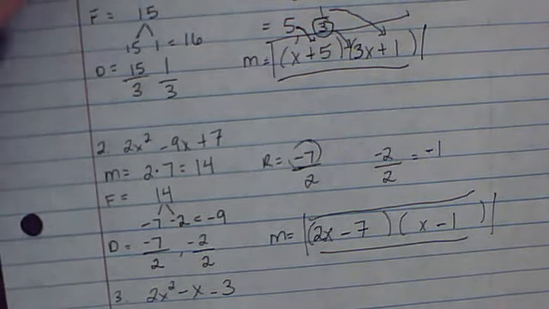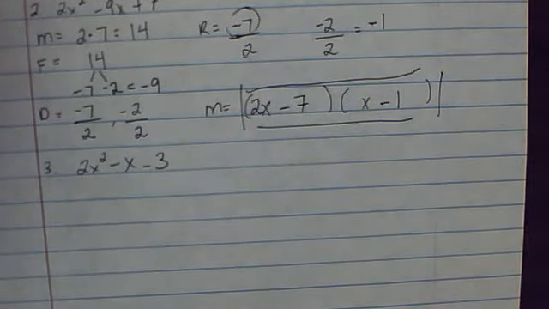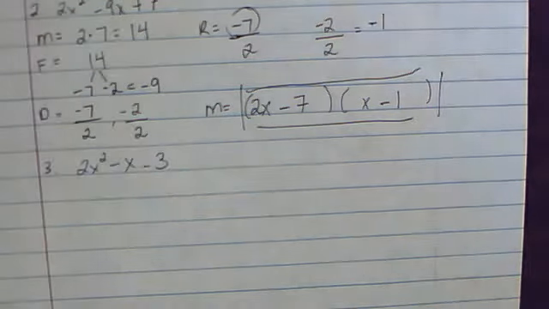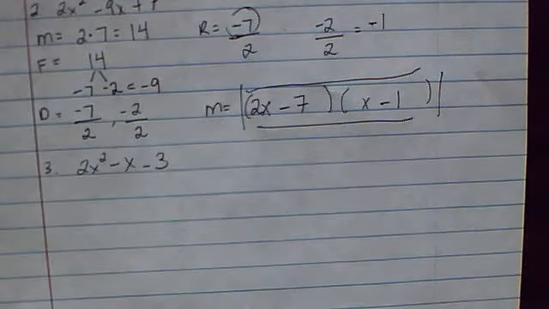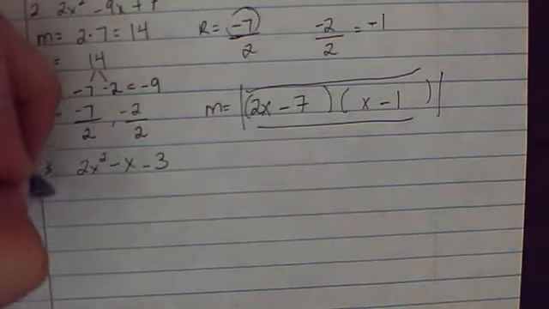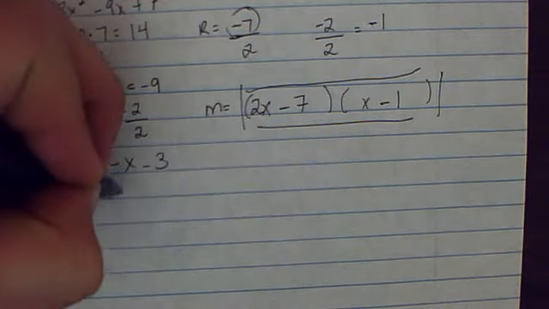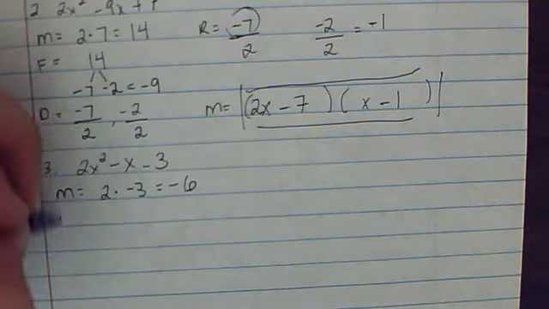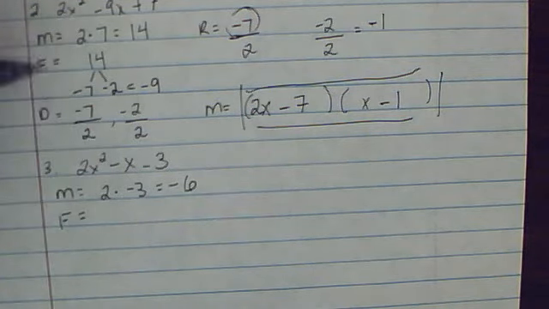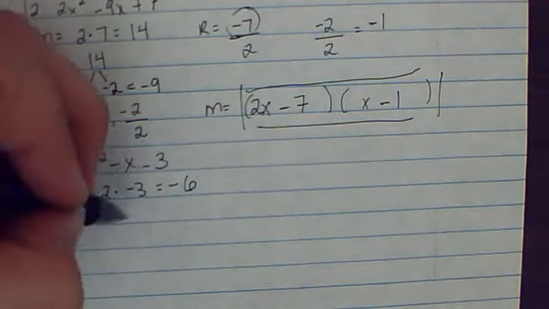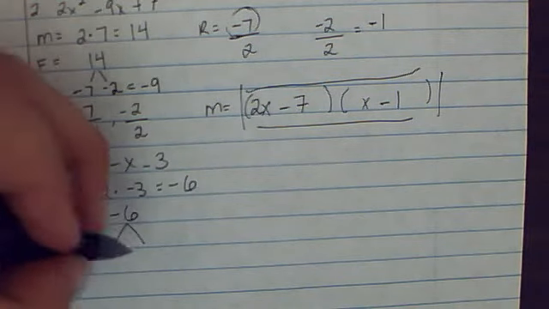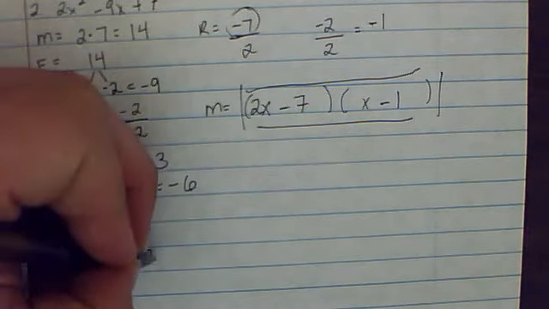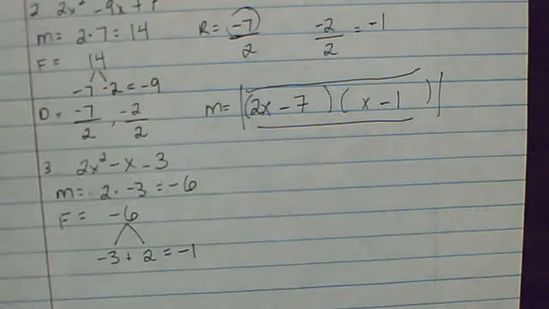So finally, the last one, we have 2x squared minus x minus 3. So again, I'm going to multiply together A and C. So I'm going to have 2 times 3, actually a negative 3, which will give me negative 6. I want to factor out negative 6 into two numbers that will add together to make negative 1. So negative 6 can get factored out to negative 3 and positive 2, which add together to make negative 1.